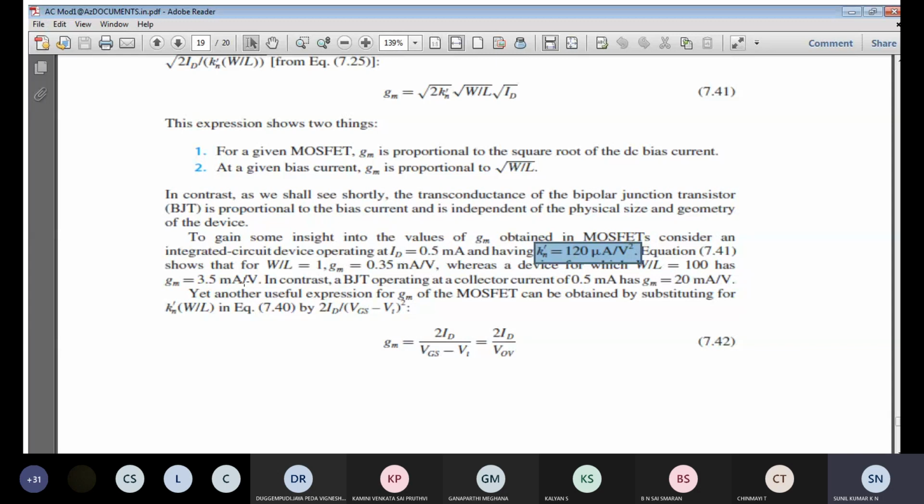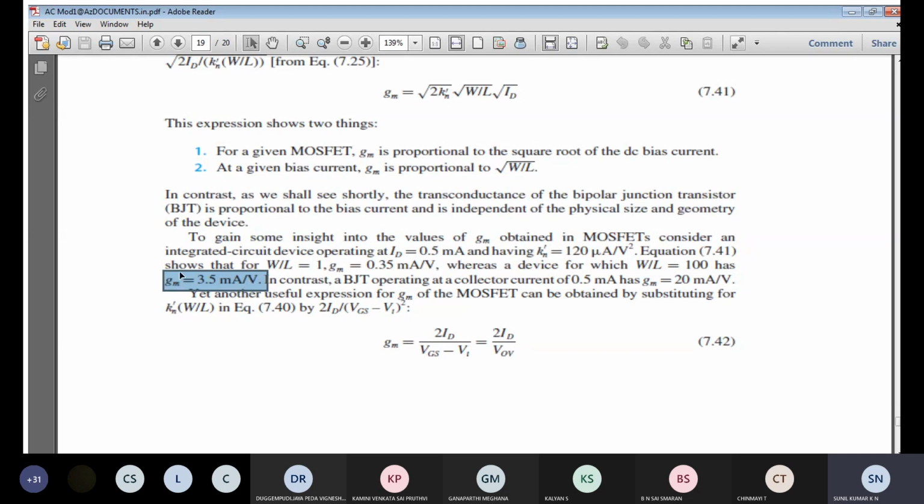So if I want to know, Kn dash is 120 microamp per volt square. If you substitute ID equal to 0.5 milliamps, I can find out, for a device with W by L equal to 100, the transconductance value as 3.5 milliamp per volt. So this is the result for the given MOSFET device characteristics.